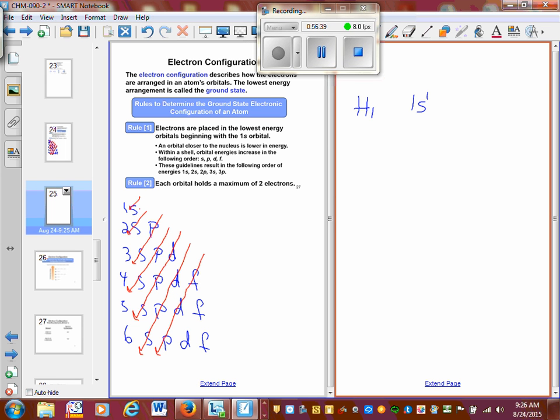Let's look at helium. How many electrons? 2. We have 2 electrons. What's the principal energy level we're going to start with? You always start with the lowest one. 1. Subshell. How many electrons? 2. So the superscript we put 2. All right.